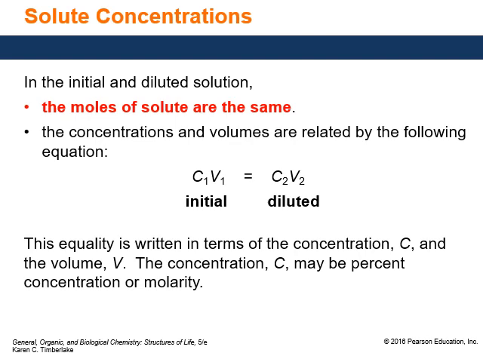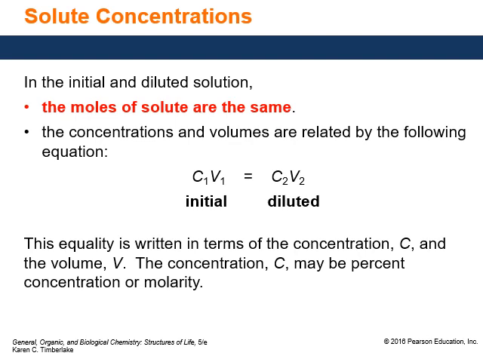Here 1 is the initial solution. C stands for concentration, V stands for volume. So the concentration of solution 1 times the volume of solution 1 is going to be equal to the concentration of solution 2 times the volume of solution 2. You could regard solution 1 as your initial solution and solution 2 as your final solution.